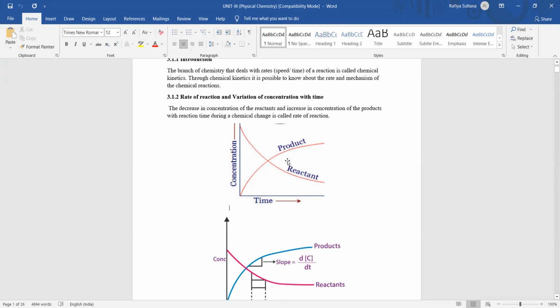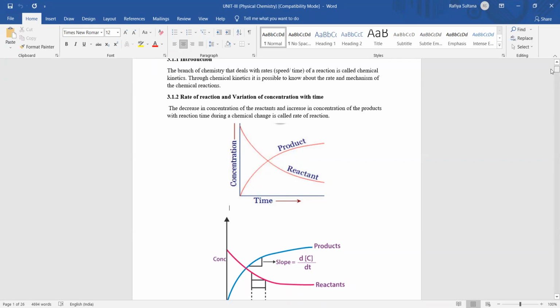What will happen to the product? It increases, because there is a formation of product in a chemical reaction. Therefore, the concentration of the product increases and the concentration of the reactant decreases as the reaction time proceeds.